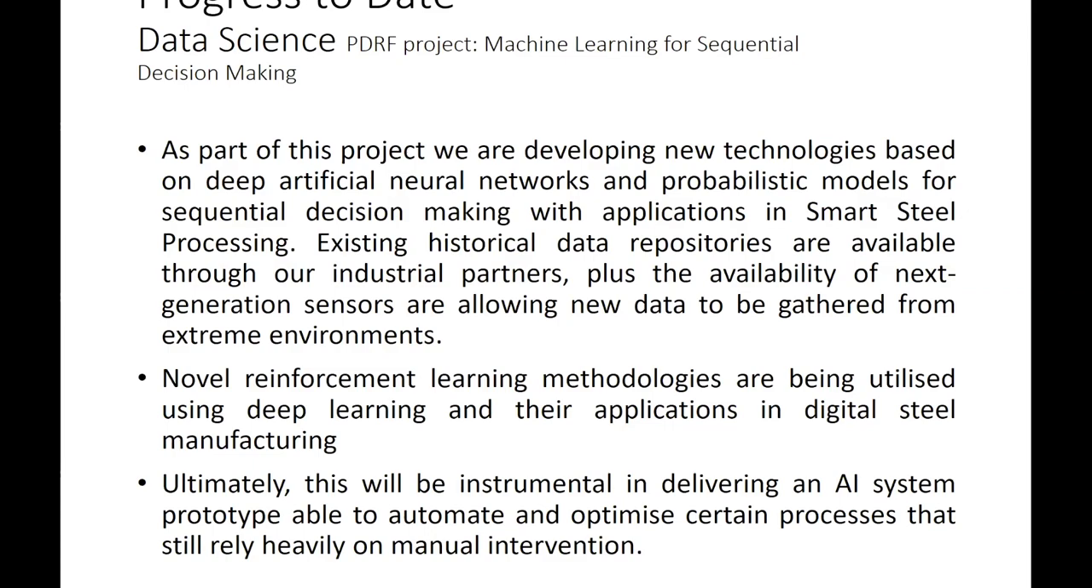So we're developing new technologies based on deep artificial neural networks and probabilistic models for sequential decision making with applications in smart steel processing. We're using historical data repositories as well, which we've got full access from across all of our steel makers. In the UK, we have a complementary steel making industry. We don't have two plants that make the same thing. So we do have a lot of data from a lot of different areas for a lot of different products and a lot of different processes, which we're feeding in. And we're really starting to build some very strong models on each of the processes, which are obviously from strip steel through to longs, specialty steels and construction. We're looking at novel reinforcement learning methodologies as well. And we're hoping this will be instrumental in delivering an AI system that's able to automate and optimize certain processes that currently, especially in the steel industry, rely heavily on manual intervention.